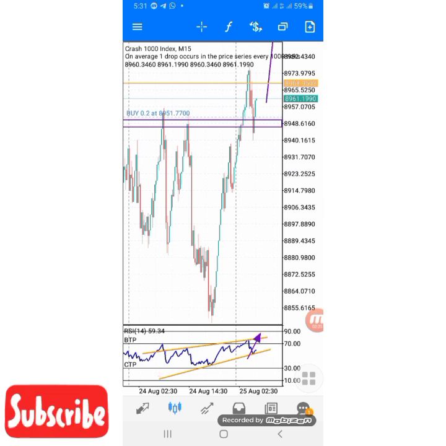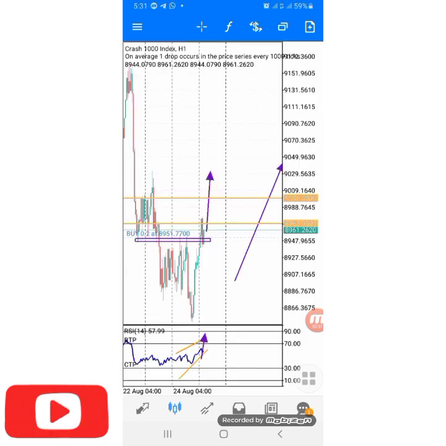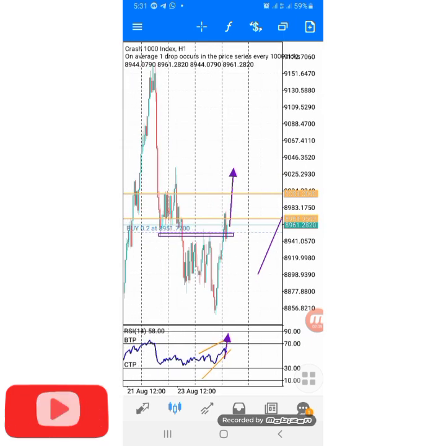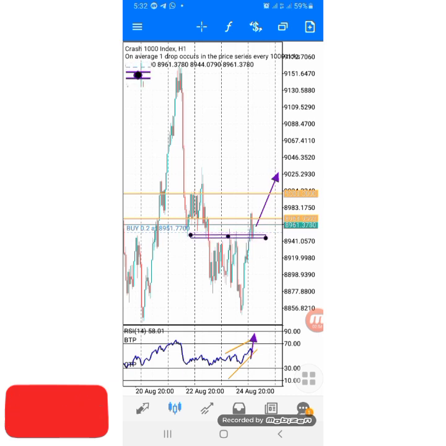Now, if we go to check the H1 time frame, we are going to see the same thing. Look at that. This is beautiful, guys. You see the same region I marked on M15 is still very strong, even stronger here, because the candle closed somewhere here and did not actually cross that level.